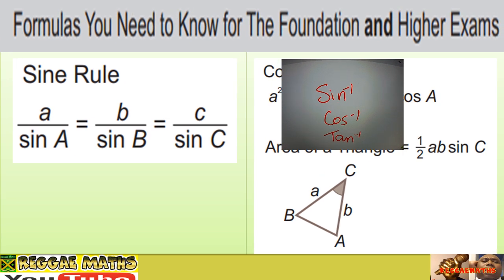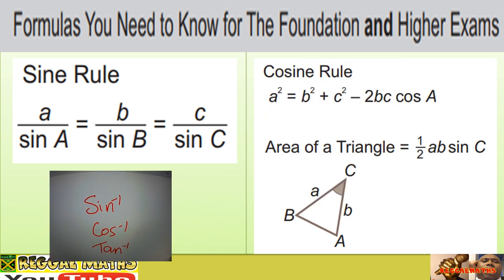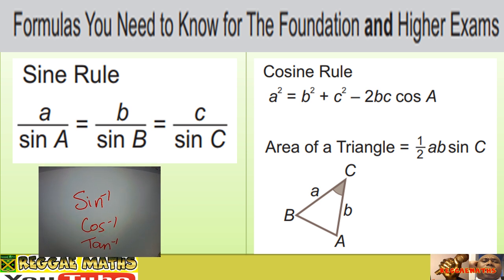Now this is for the higher guys. This is when you've got no right angle. So you've got a triangle, and you're using the sine rule, cosine rule, and area of a triangle. These formulas, you need to know them, guys, and these are for the higher guys.